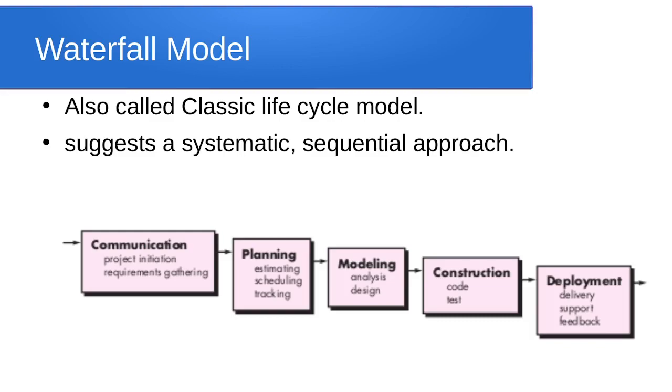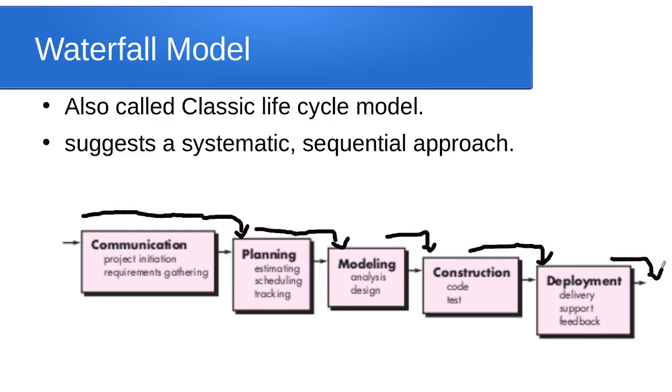Okay, the waterfall model is also called the classic life cycle model, where all the phases are kept in a systematic and sequential approach. You can see this is called the waterfall model because suppose the water is coming from this side, so this water will keep on falling. There is no way the water can go upwards. The water will just fall.